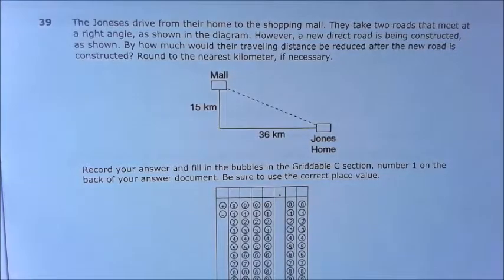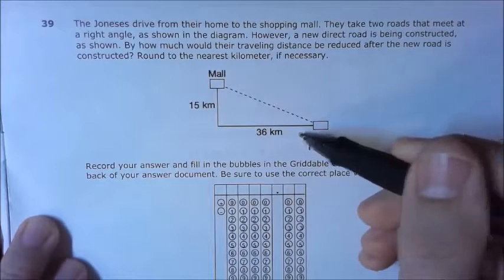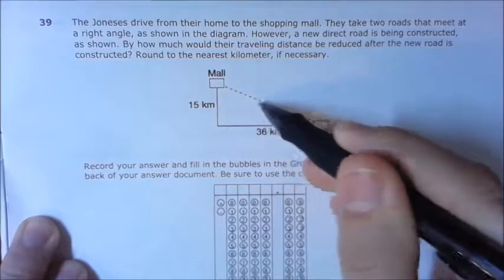Alright, in this question on number 39, it says the Jonases drive from their home to the shopping mall. They take two roads that meet at a right angle, as shown in the diagram. However, a new direct road is being constructed as shown. By how much would their traveling distance be reduced after the new road is constructed, and round to the nearest kilometer if necessary? Well, here's the existing roads, right? This dotted line is the new road.